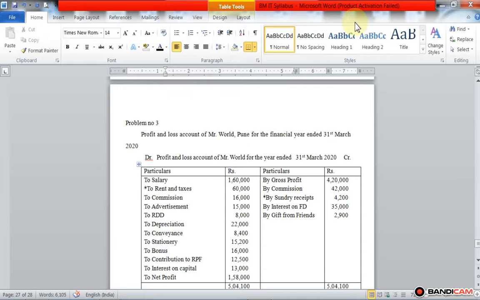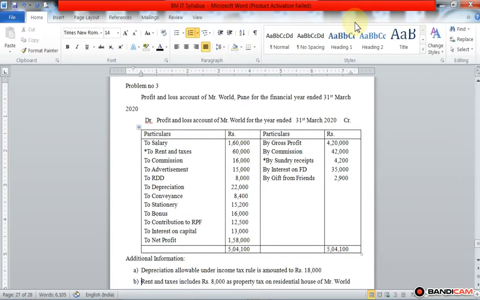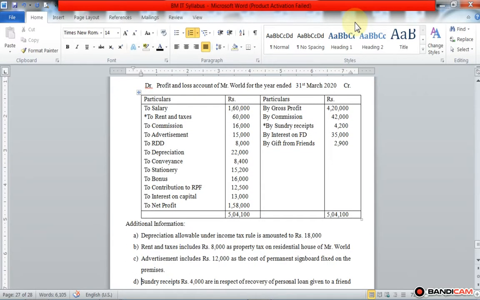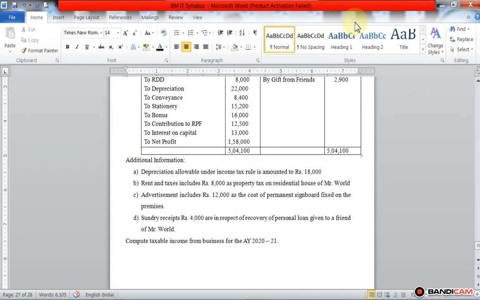So the profit and loss account is given here, debit side and credit side, at the end of the financial year 31st March 2020. First of all, we start from the adjustments. Additional information is given here. First additional information: depreciation allowable under income tax rules amounts to rupees 18,000.